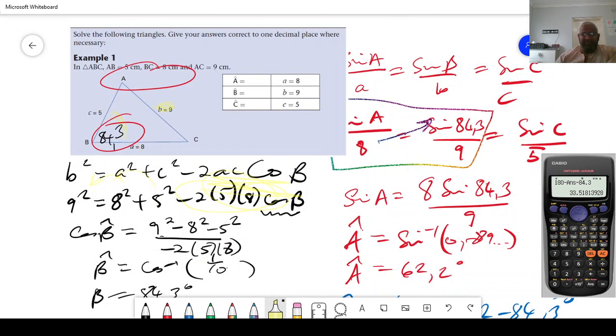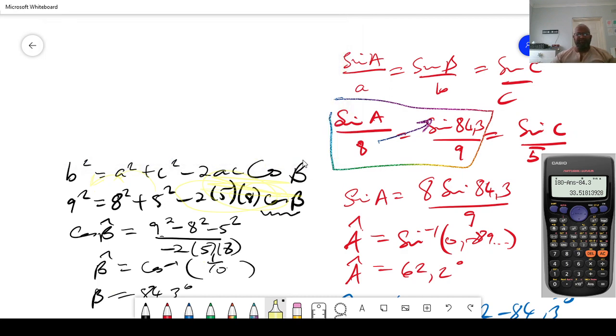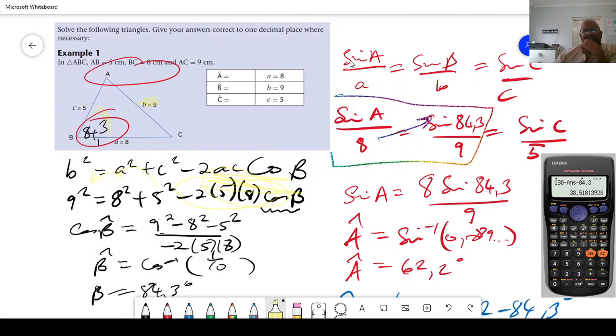Then I established that the sine rule is much easier to work with than the cos rule. So I say sine A over a is equal to sine B over b, which is equal to sine C over c. Now we say you've got sine of A, which is unknown, over 8 is equal to sine of B, which is 84,3 over 9, is equal to sine of C, which is unknown, over 5. So I established we're going to work with this one because there's one unknown. I could have worked with this part as well, and then calculated angle C, but I went with this and calculated A.